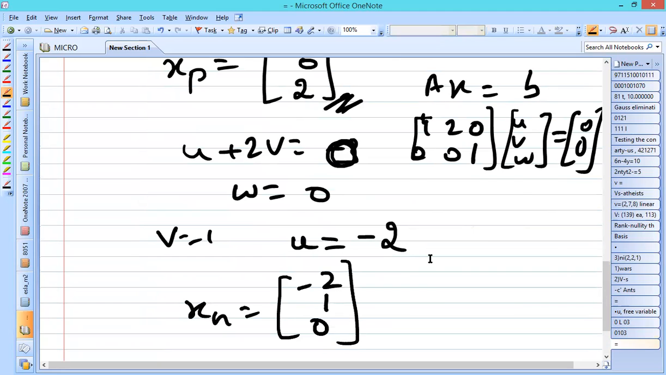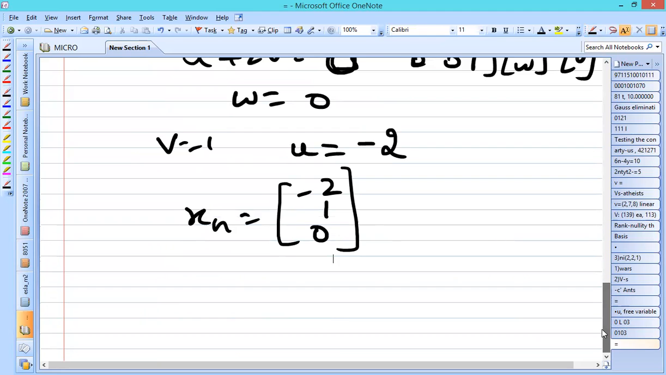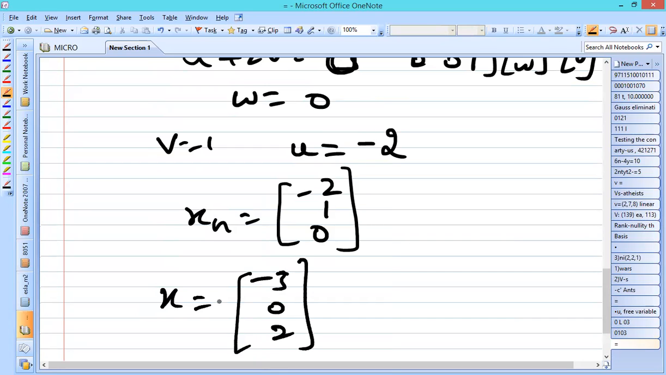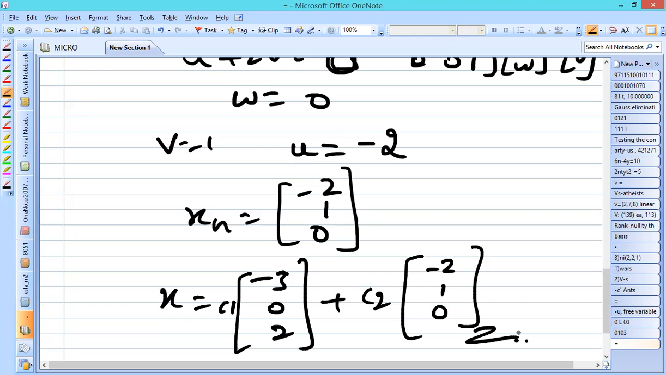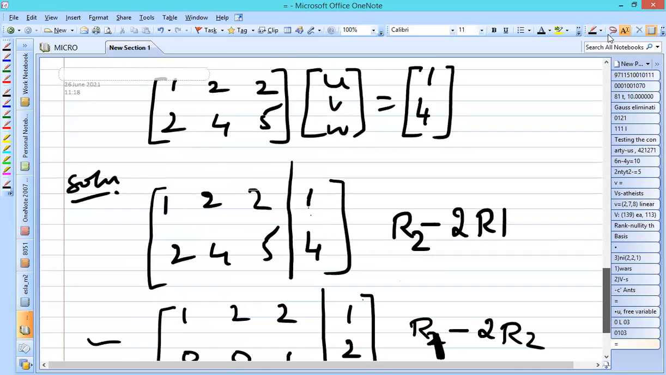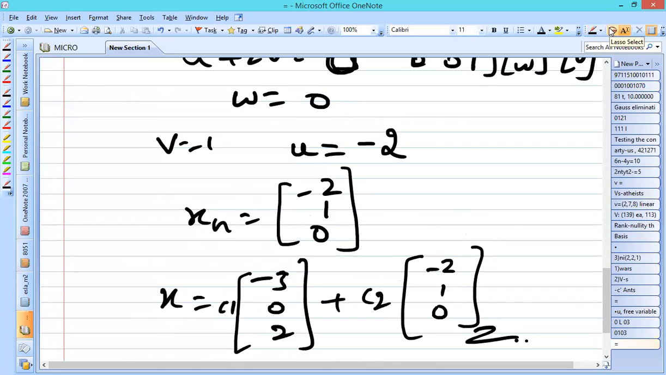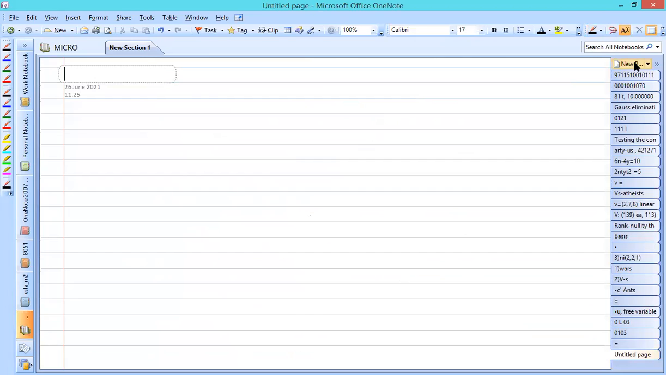So here once you get XP and Xn, now we can write the complete solution X as minus 3, 0, 2. It can be multiplied with element C1, I'll write, and this is C2, with elements minus 2, 1, 0. So here this is the complete solution for the given problem. Like this, you will be having so many problems. So take down the next problem. Just solve it yourself.